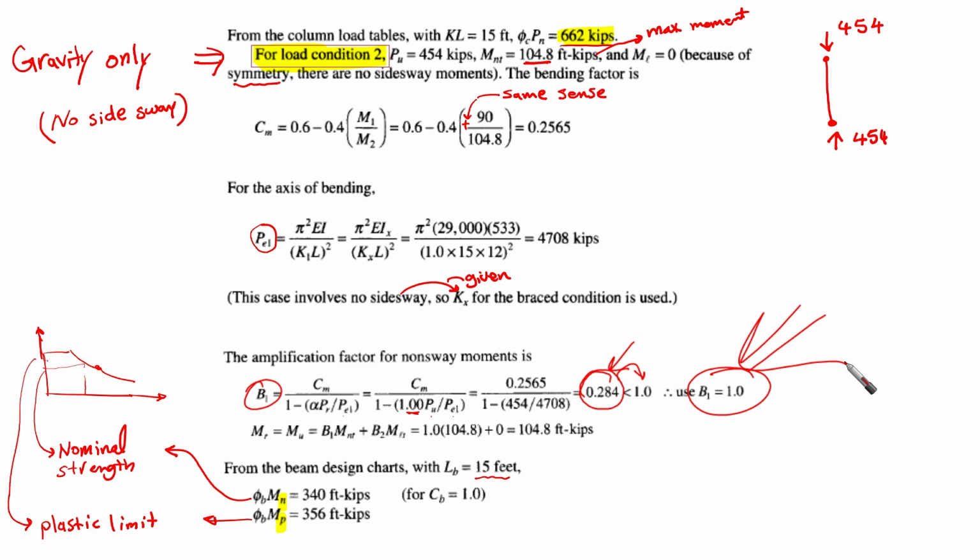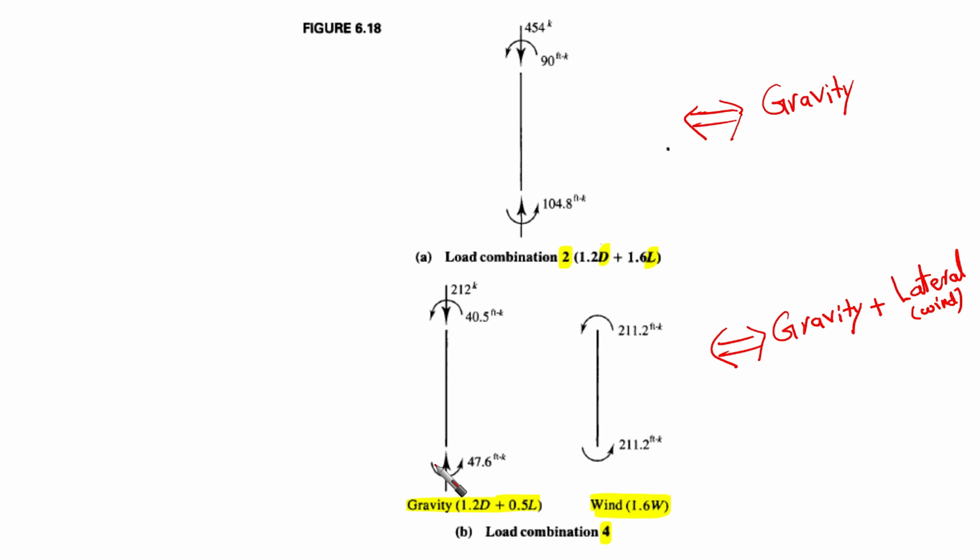And now we can calculate MR. MR would equal M ultimate. It should equal the general equation B1 times MNT plus B2 times MLT. We do not have MLT, no lateral, so it is going to be 0, right? So it is 0 here. B1 we know, which is 1, and MNT we know already, 104. Okay, the maximum moment here, this moment, right?